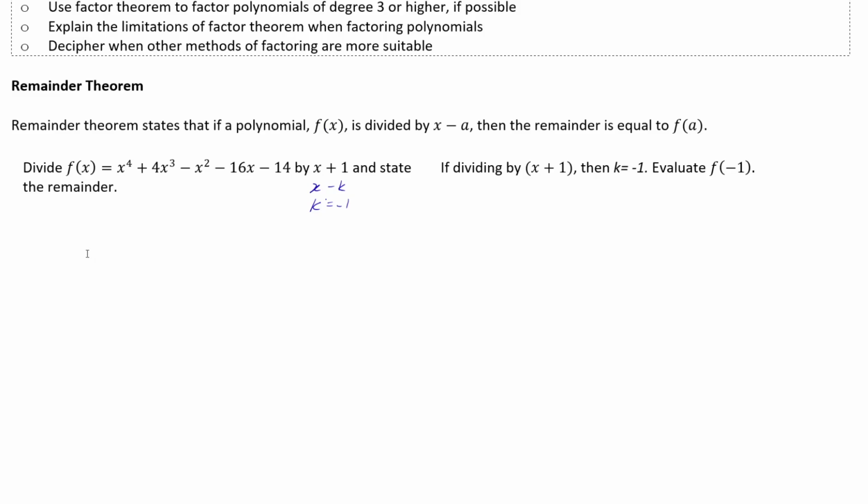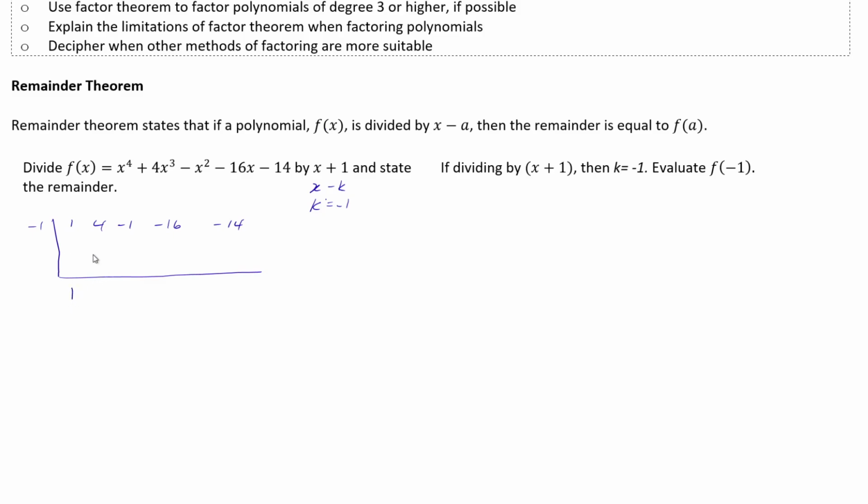Okay. So I'll do my square bracket here. And then over here I'll put my negative 1. And then along the top I'm going to put my 1, my 4, my negative 1, my negative 16, and my negative 14. And then I go ahead and start my synthetic division.